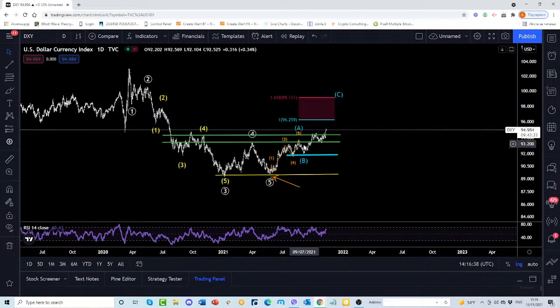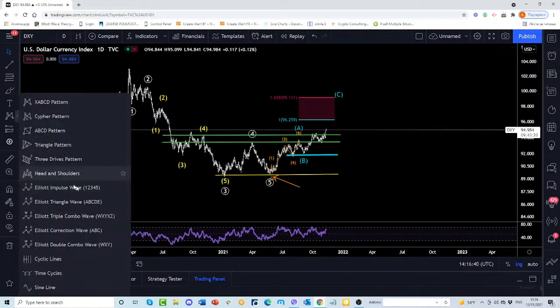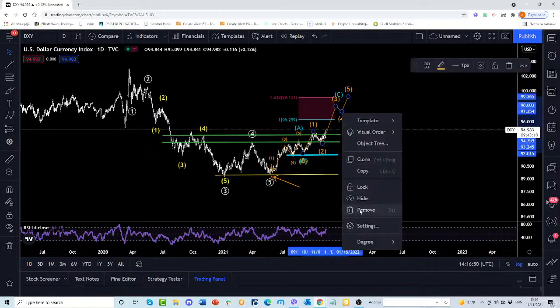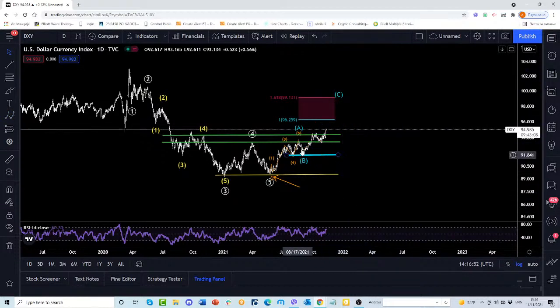But in this case, we might see this happening, because in that case this will be a wave one, a pullback in wave 2, 3, 4, and 5. So it will be prolonged a little bit more on the upside. And of course, we can count this as 1, 2, 3, 4, and 5 up to here, and then a reversal to the downside.